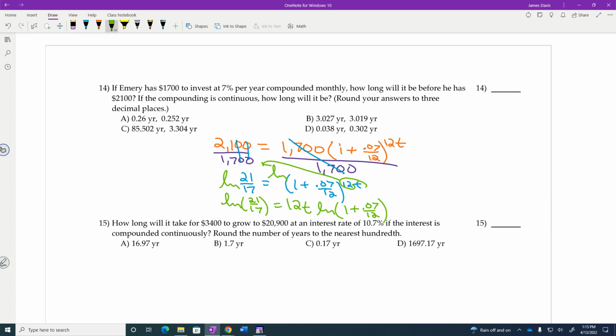And once you do a few of these, you just get a sort of rhythm. You then divide by the natural log on both sides. So we'll type that in. It's a good idea to keep your fractions until you plug them in.